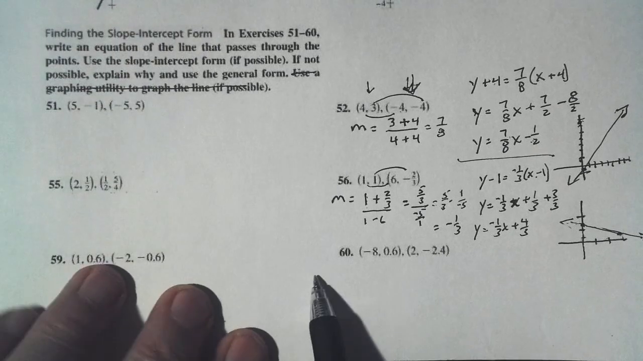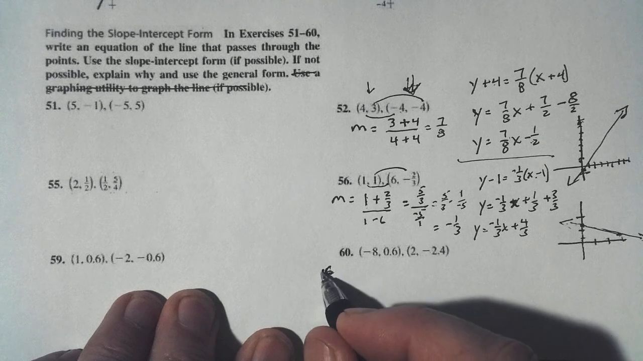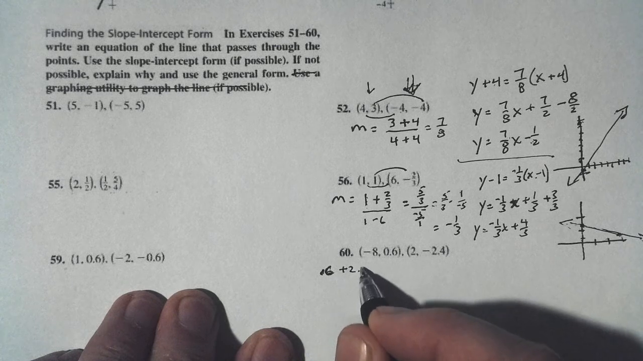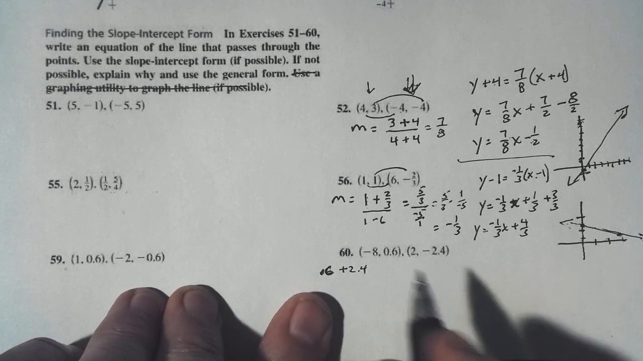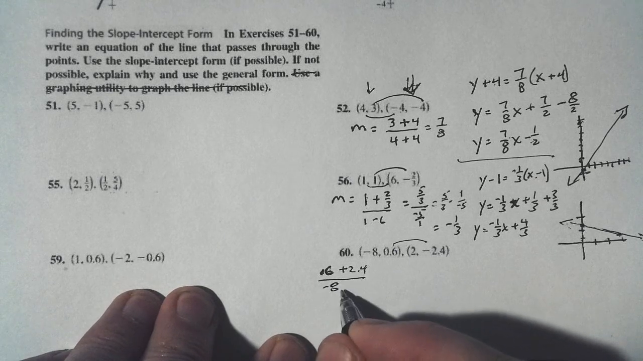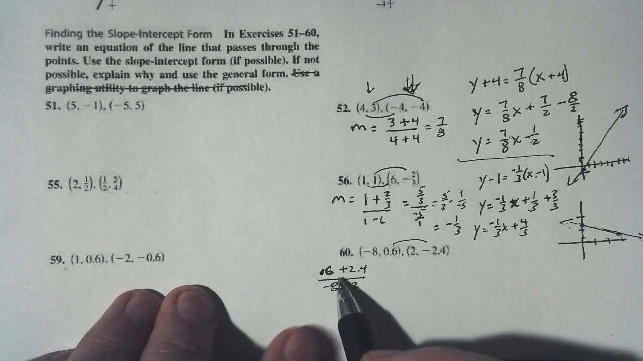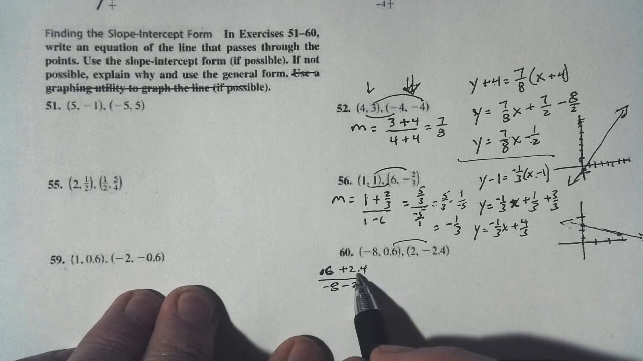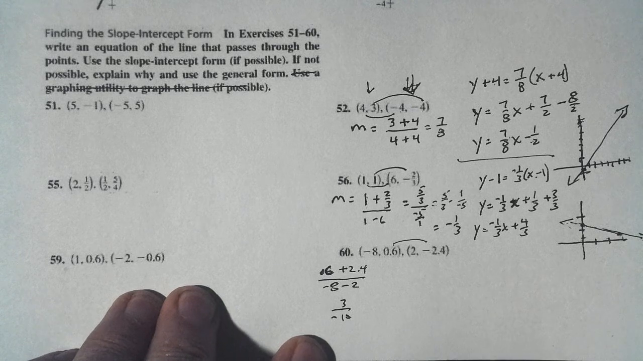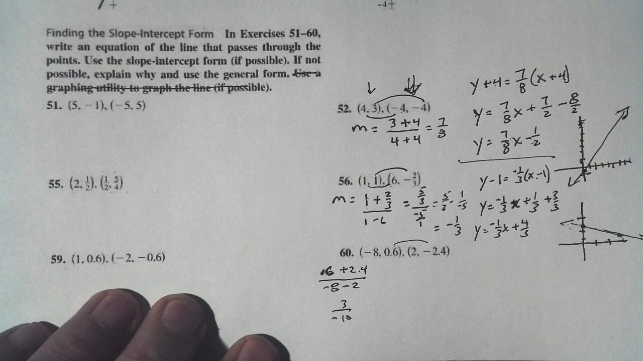Okay, number 60. I'm going to start and use a little bit of space over here. Y 0.6 minus negative 2.4, plus 2.4, over the x is changed from negative 8 to 2. So that is conveniently 0.6 plus 2.4 is 3 on negative 10. Well, that ended up a little bit nicer than I thought it might. So 3 on negative 10.